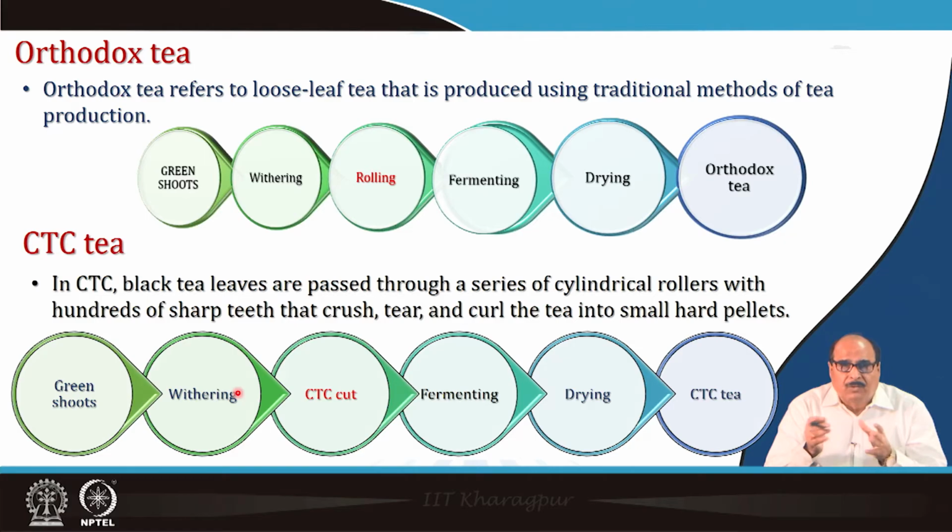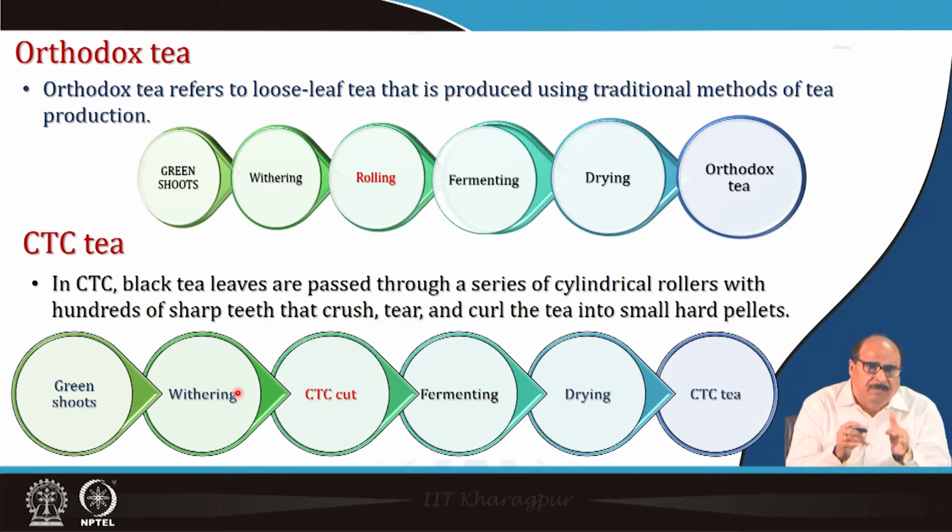So, the black tea has two types, depending upon the type of the rolling used. It is prepared either as orthodox tea or CTC tea. In both it is a black tea, but the only difference is in the method of rolling.